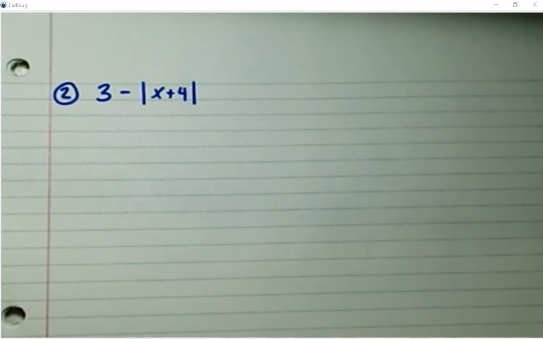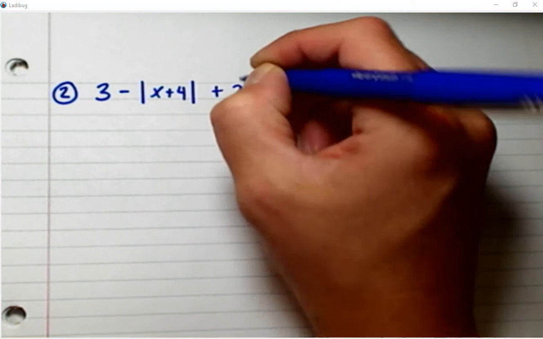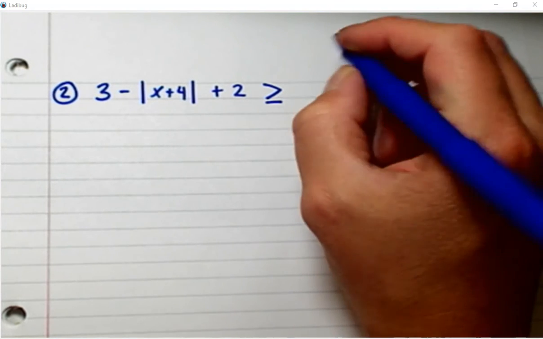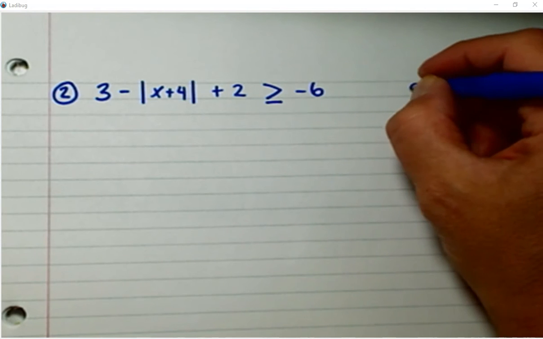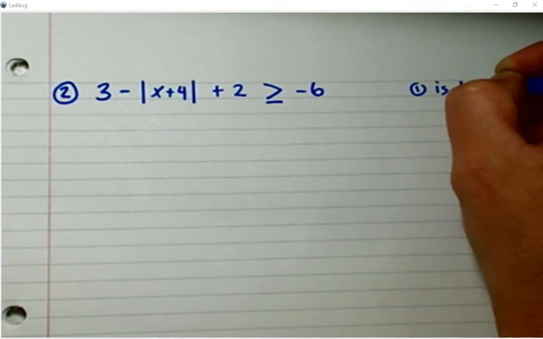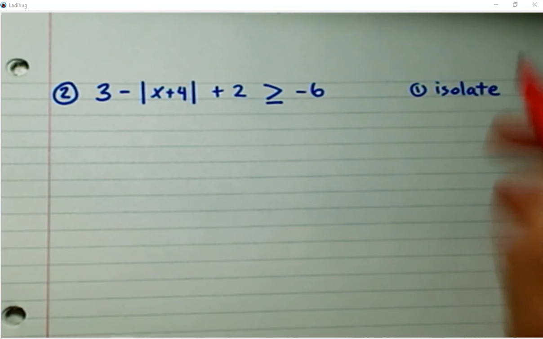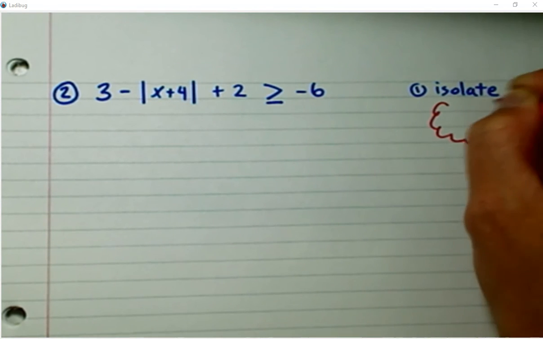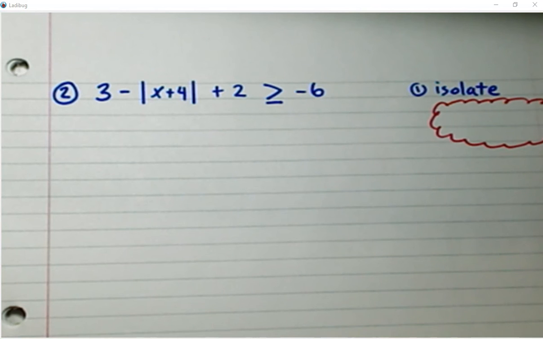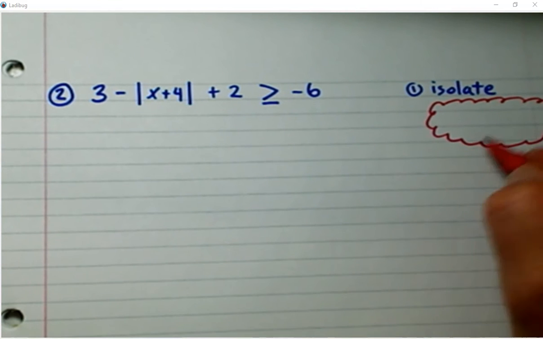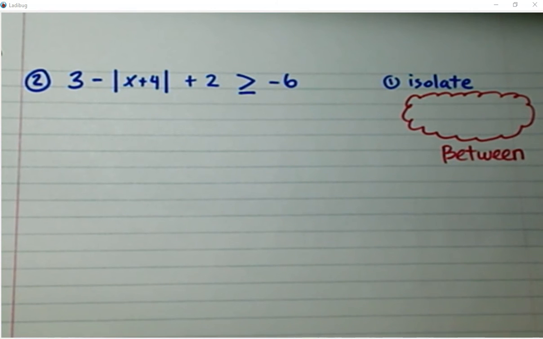So 3 minus the absolute value of x plus 4, plus 2, greater than or equal to -6. I'll give you a little bit. You're going to isolate. You've got a big thinking bubble. I'll give you a hint, it should be between. So just check your steps. It should be between. Okay, you start, then I'll start calling on you for suggestions.